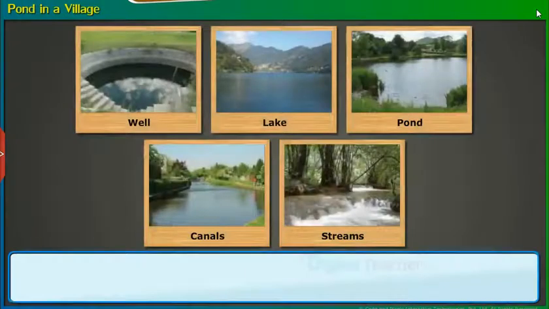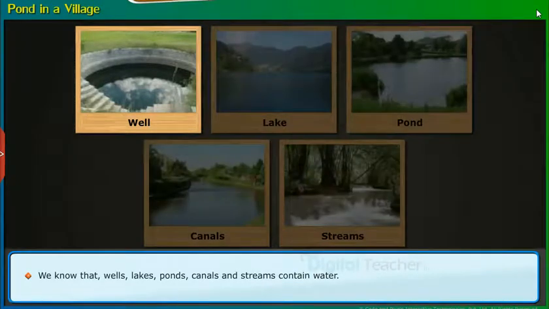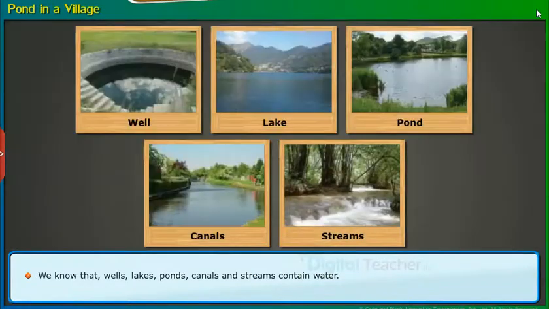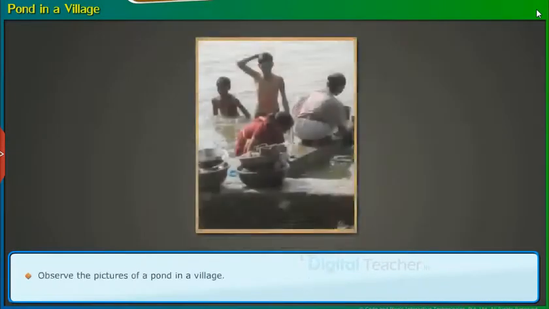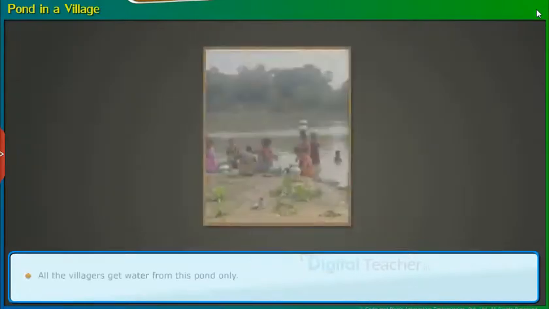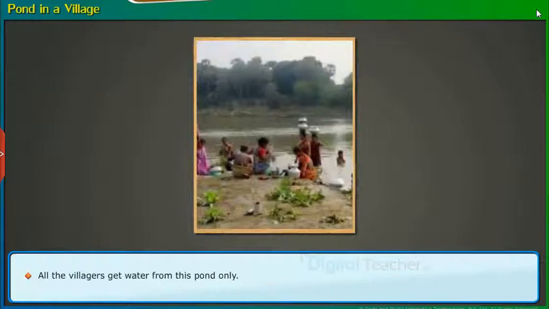Here, let us know the uses of a pond in villages and its effects. We know that wells, lakes, ponds, canals, and streams contain water. Observe the pictures of a pond in a village. All the villagers get water from this pond only.